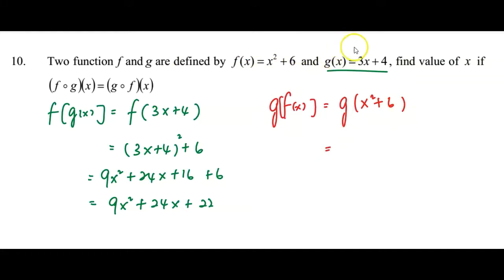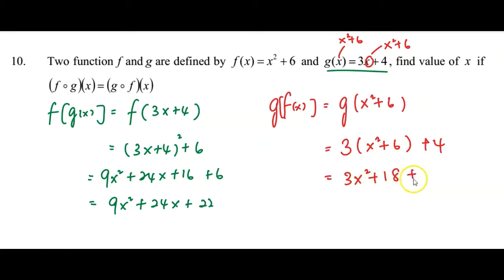Focus on the function of g(x). Now this x will be replaced by x squared plus 6. The same thing over here. This x also will be replaced by x squared plus 6. So here I will have 3(x squared plus 6) plus 4. Then I will have 3x squared plus 18 plus 4, followed by 3x squared plus 22.